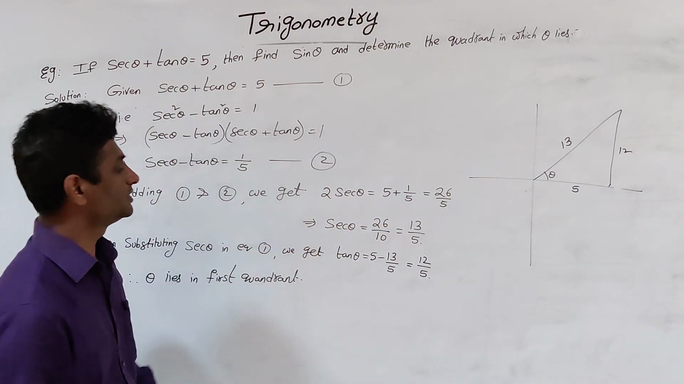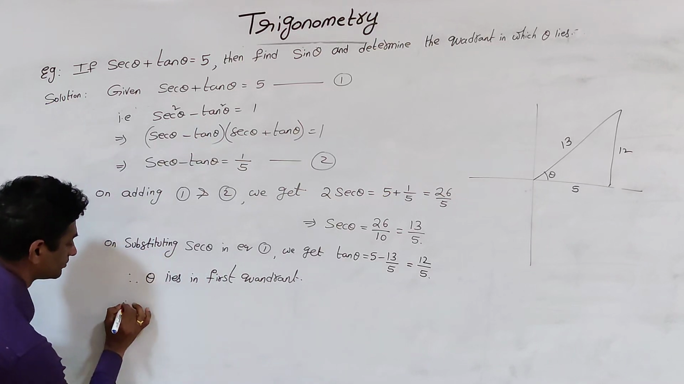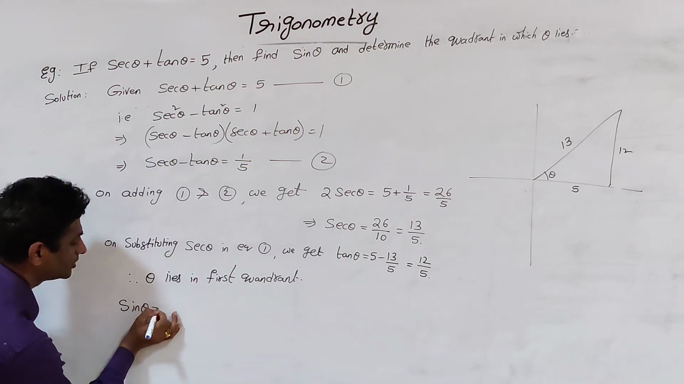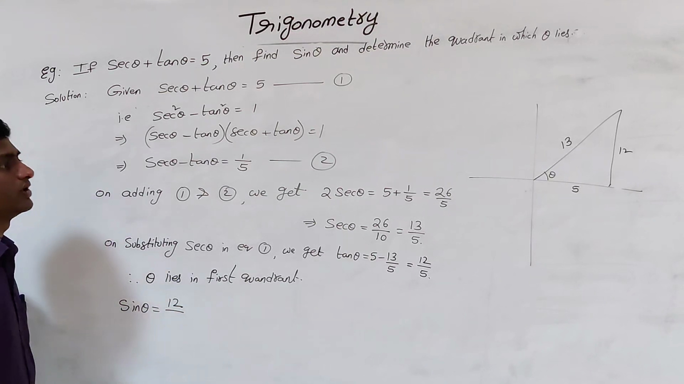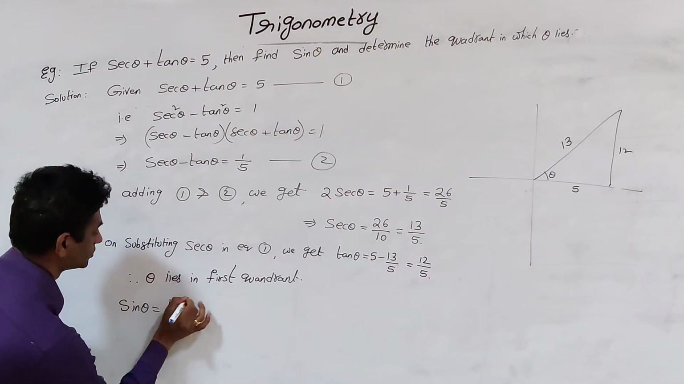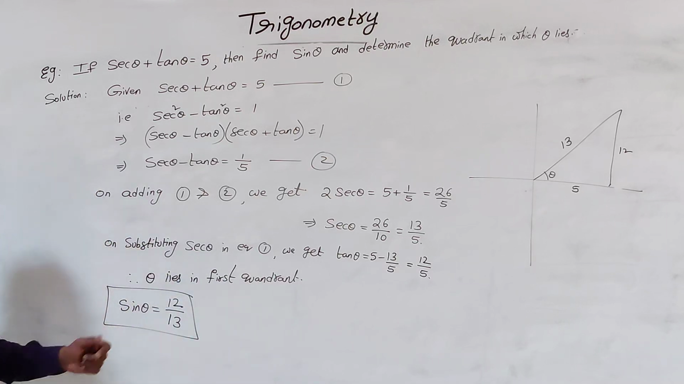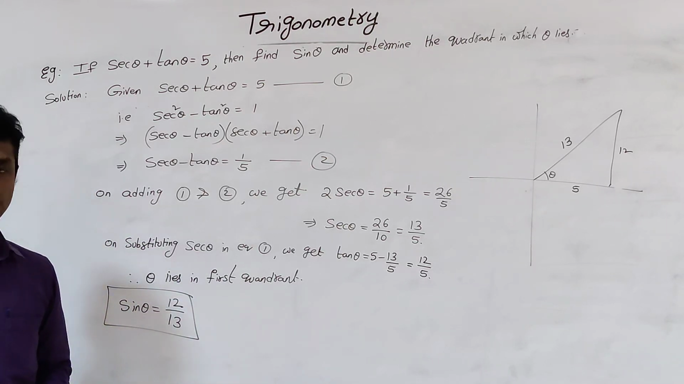Now what will be sin theta? Sin theta is opposite side by hypotenuse. So the opposite side of theta is 12 and the hypotenuse is 13. So the value of sin theta will be 12 by 13.